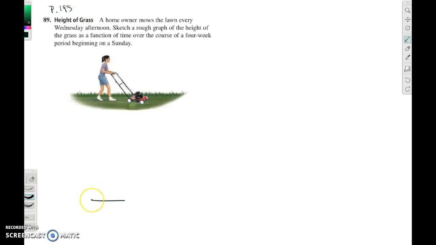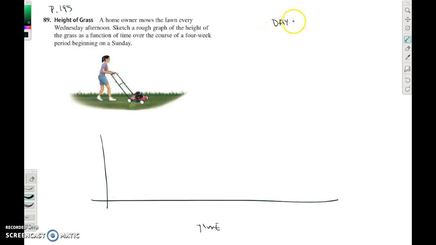All right, so this is a conceptual question. This is going to be like time, days of the week. Let's say day 1 corresponds to a Monday, I guess. 1, 2, so this is going to be a Wednesday, day 3, 4, 5, 6, 7. That'd be another 7th day, so that'd be a Wednesday. That would be a Wednesday, because we're mowing the grass every Wednesday.